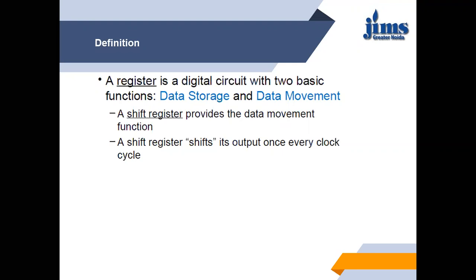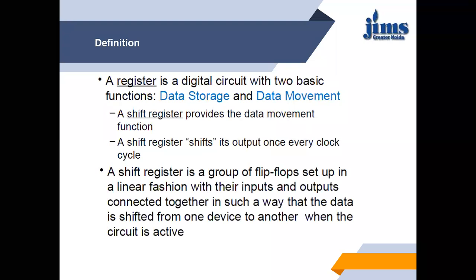We can say when there is an active triggering, it will shift its data by 1 bit. We'll discuss in detail when we go through some examples. In general, shift register provides the data movement function, and movement is 1 bit per clock cycle. A shift register is a group of flip-flops set up in a linear fashion with their inputs and outputs connected together in such a way that the data is shifted from one device to another when the circuit is active.